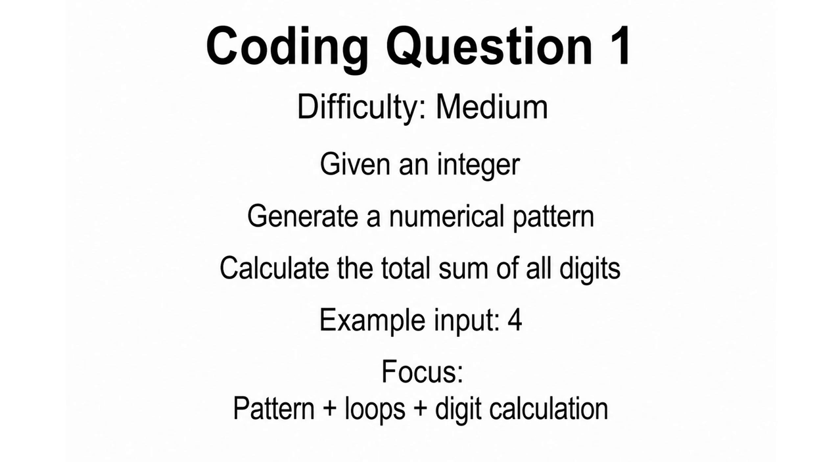When you see a question like this in an exam, don't get confused by the pattern. First, understand exactly how the pattern is generated, then think about how you can use loops to generate it. Finally, calculate the sum of the digits according to the requirement. So the important takeaway from this question is understand the pattern first and then write the logic.